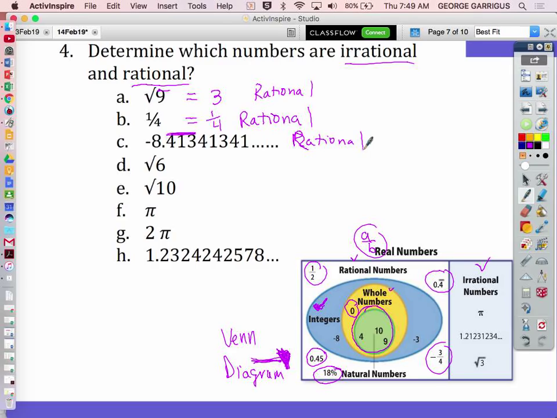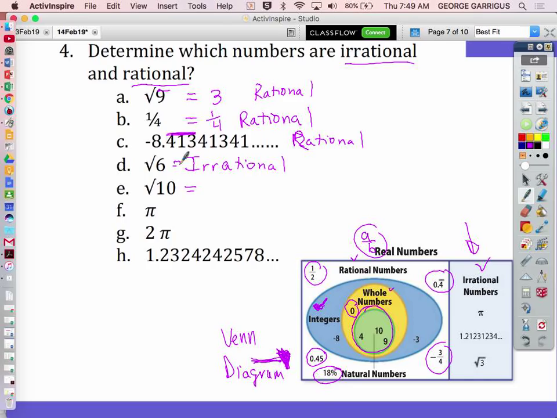The square root of 6 is irrational. It's a non-terminating number. So it fits into this category. Same thing with the square root of 10. You can use your calculator to calculate this.